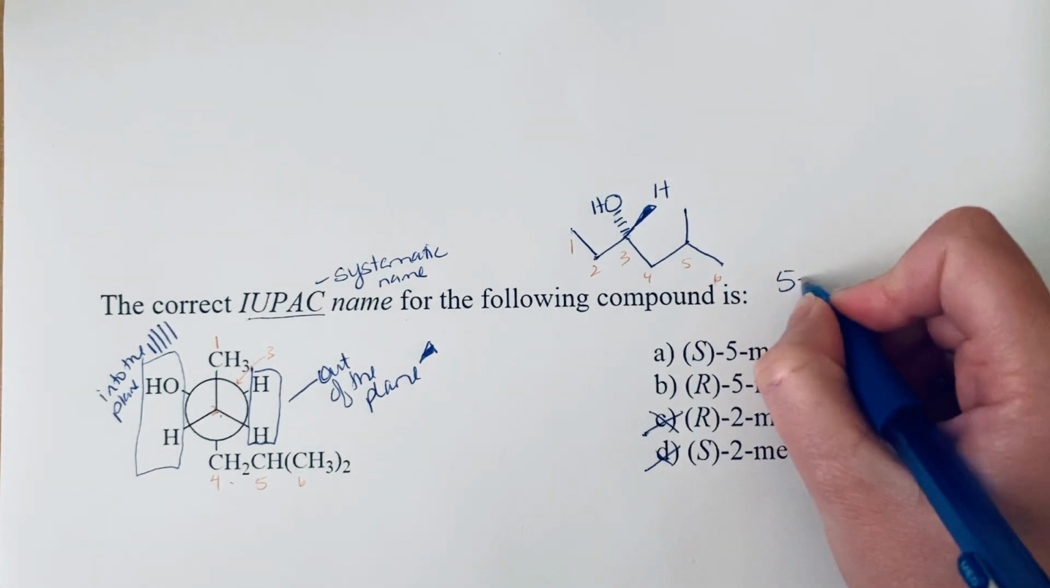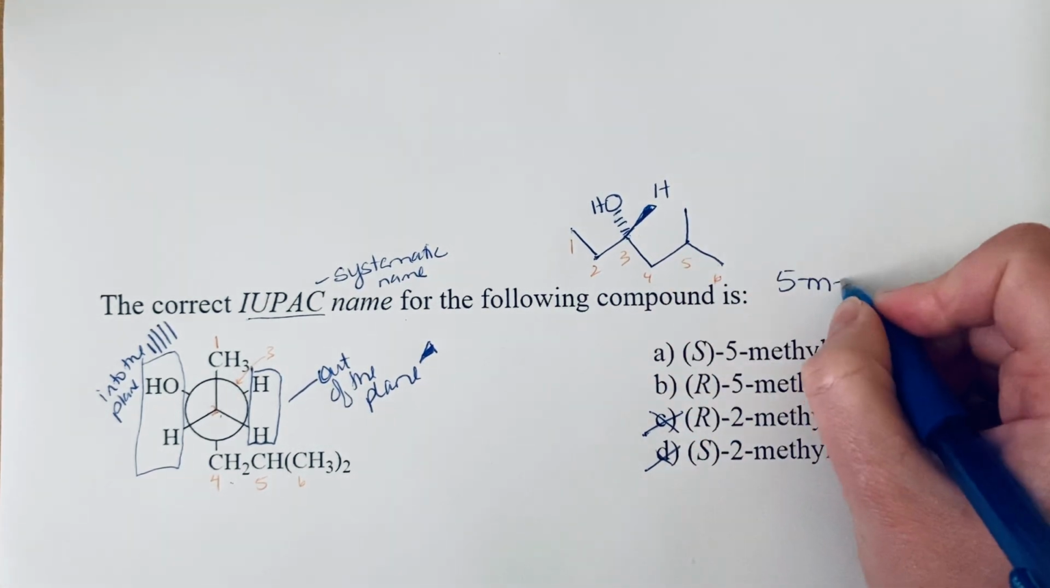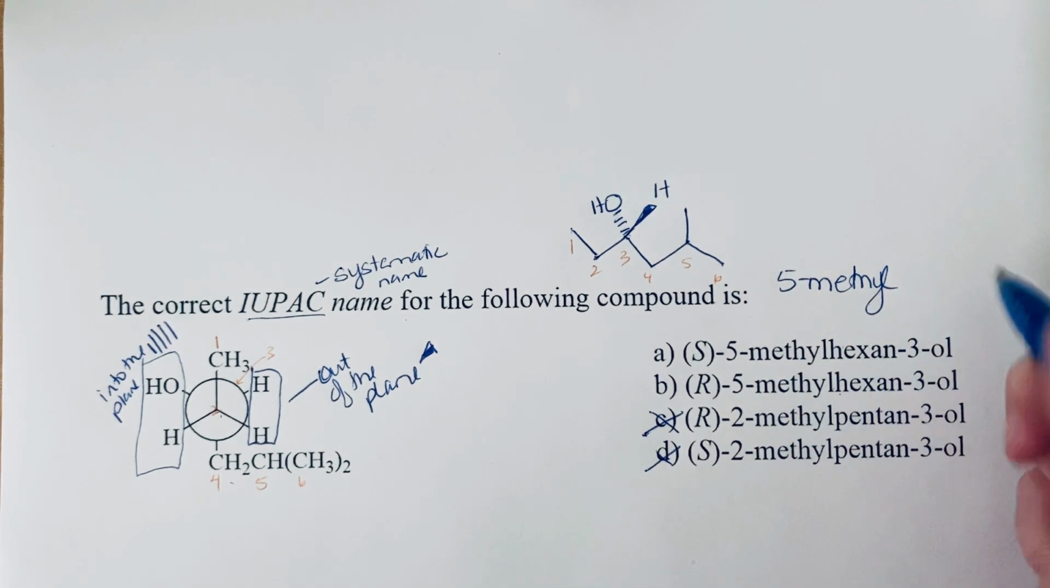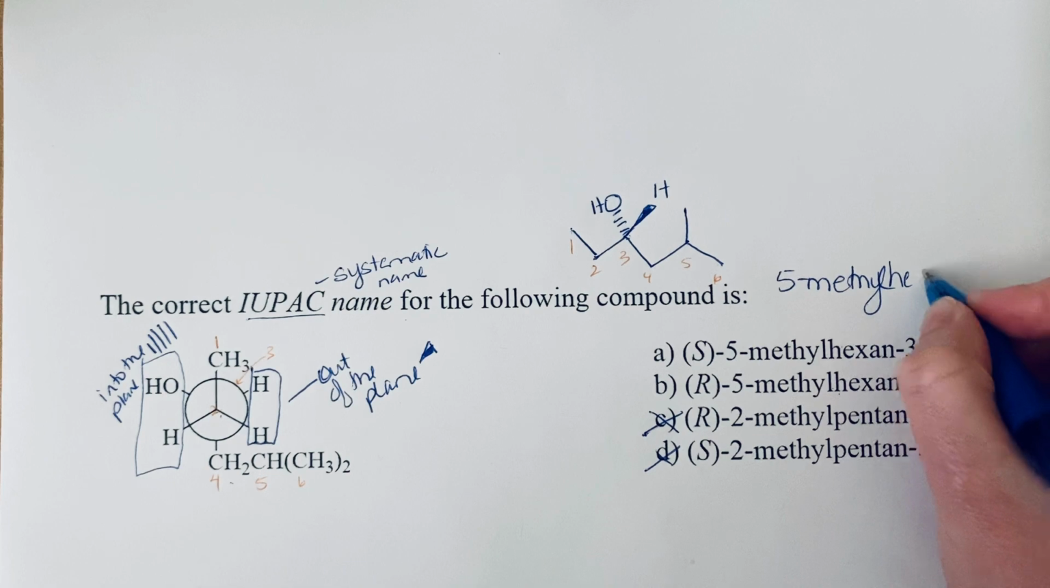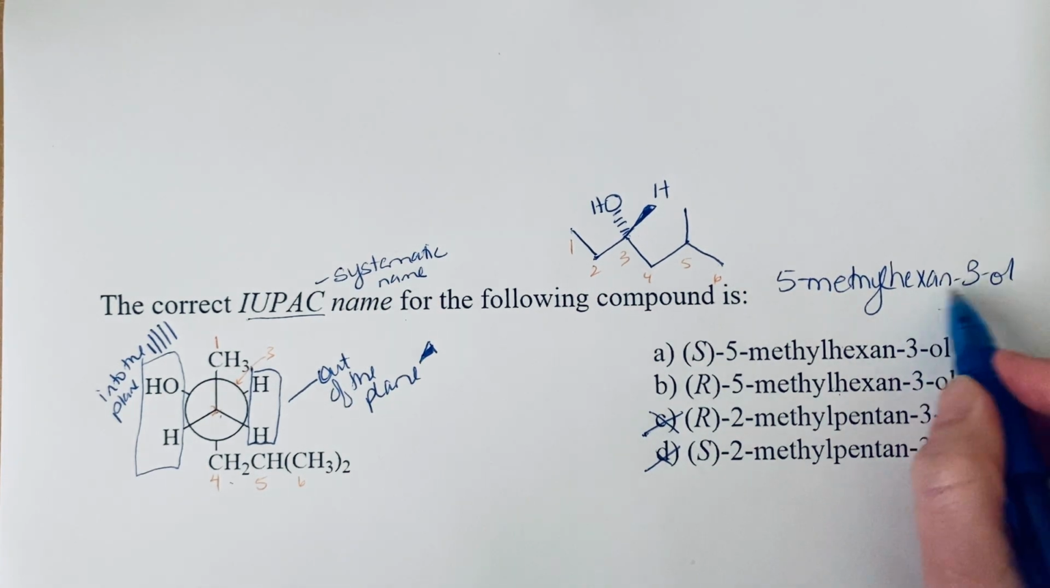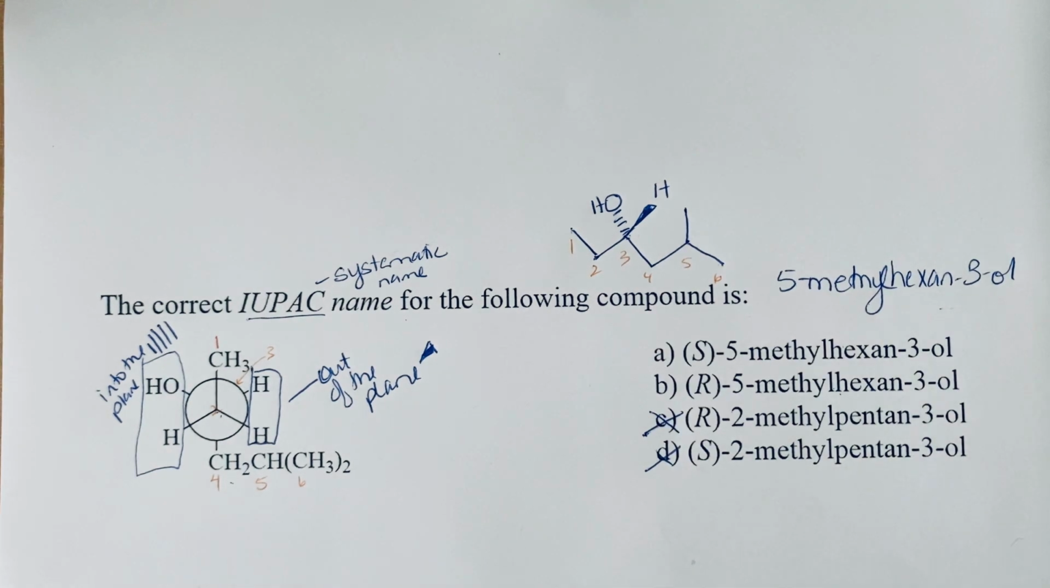So we know that this is a 5-methyl. We see the methyl on carbon 5. And we could say 3-hexanol, or we could put the 3 in here. Let's be consistent. So hexane, 3-ol. That tells you where the alcohol is located on that parent chain.